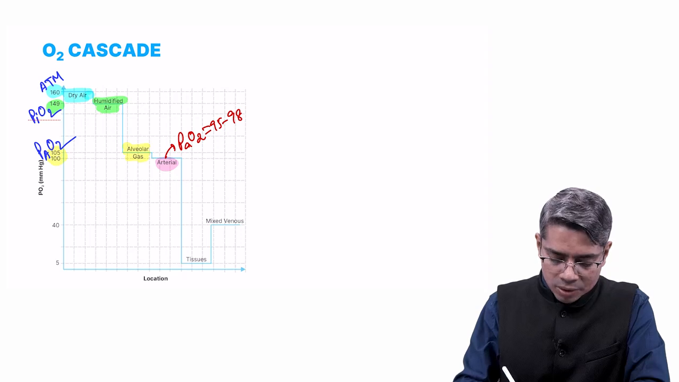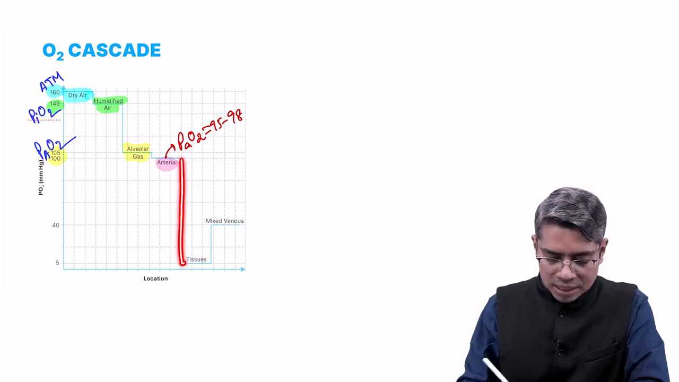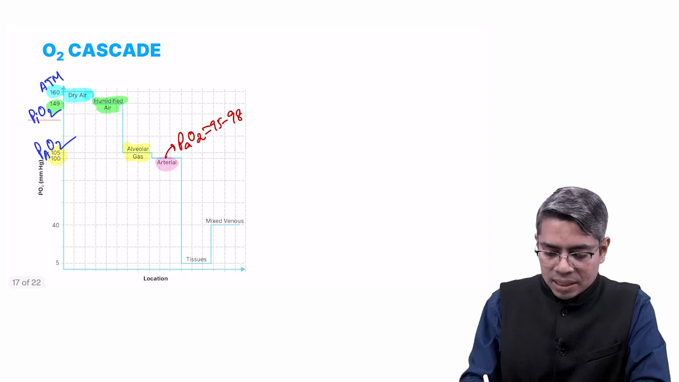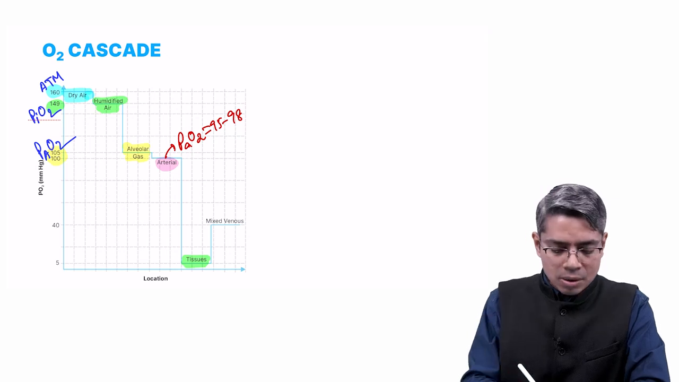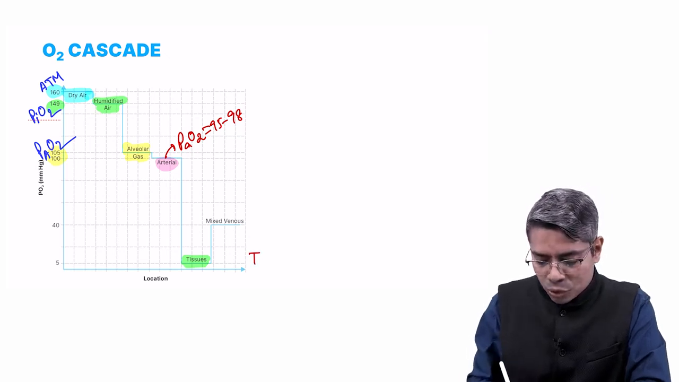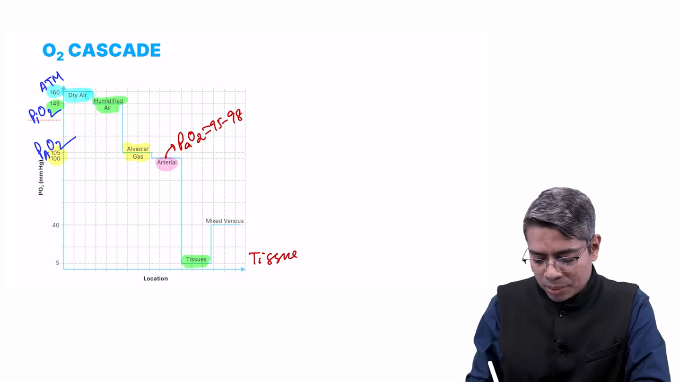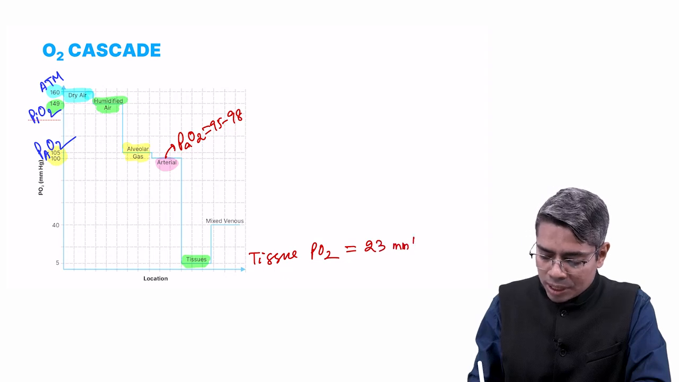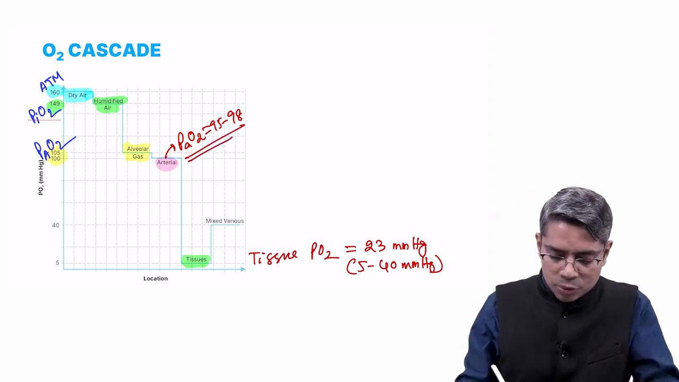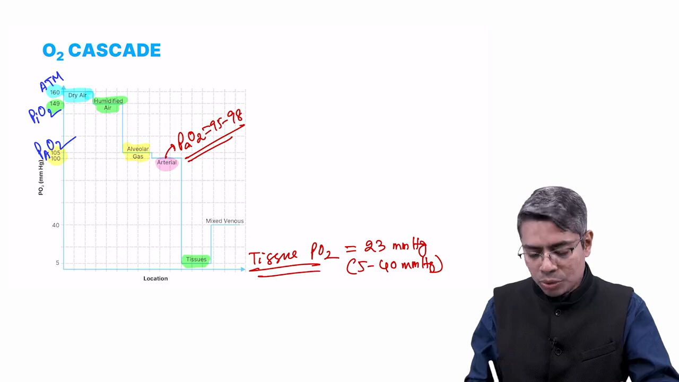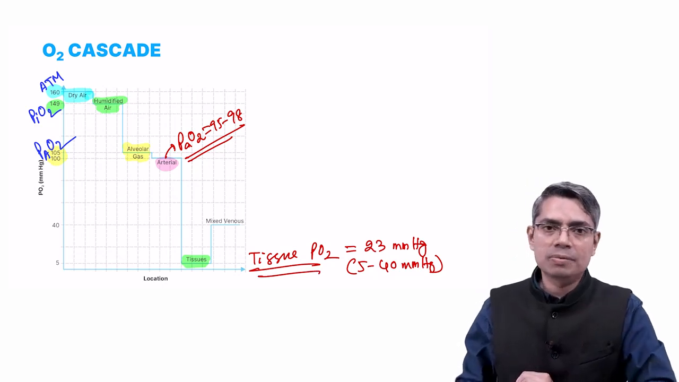Now, when this oxygen is delivered at the level of the tissue, the partial pressure of oxygen is very low. On average, the tissue partial pressure of oxygen is 23 millimeter of mercury, but it has a range of 5 to 40 millimeter of mercury. Because the tissue partial pressure of oxygen is very low, oxygen can easily diffuse from this arterial blood to the level of the tissue.